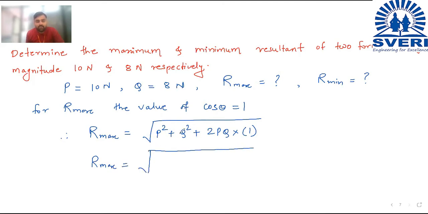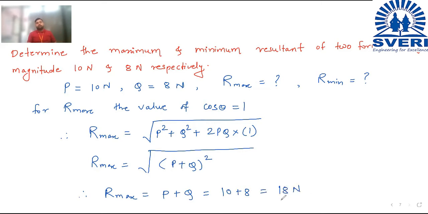So here R max is equal to under root p square plus q square plus 2pq. So this is p plus q bracket square. This is the expansion of p plus q bracket square. Therefore R max, that is the maximum resultant, square and square root will cancel each other. So it will remain p plus q, which is equal to, p is 10, q is 8, which is equal to 18 Newton.